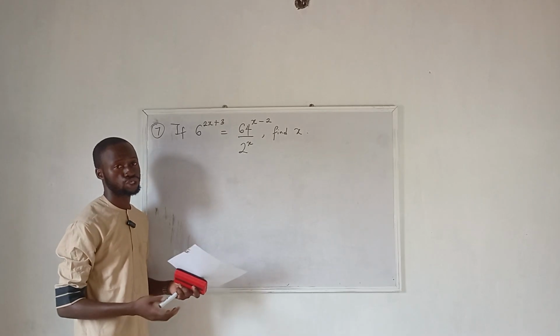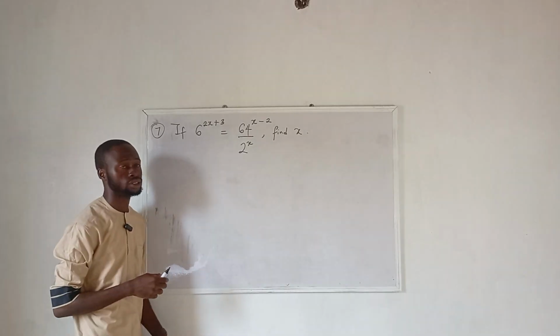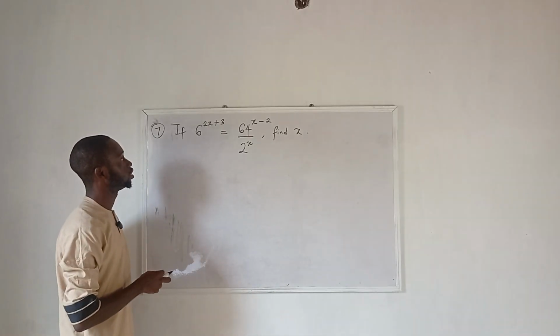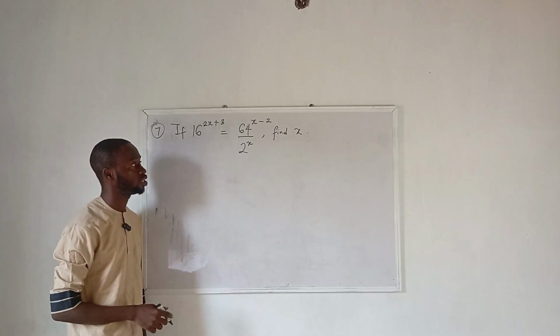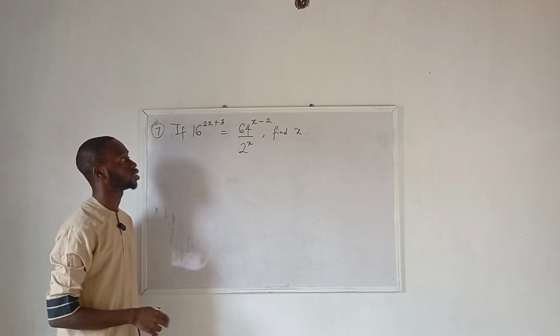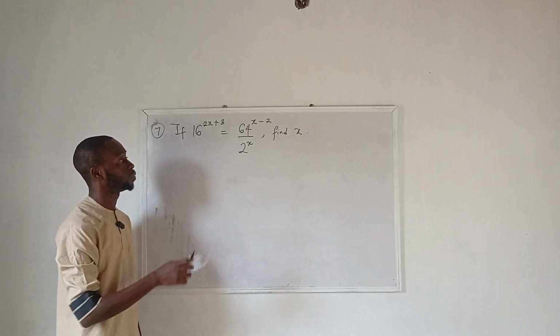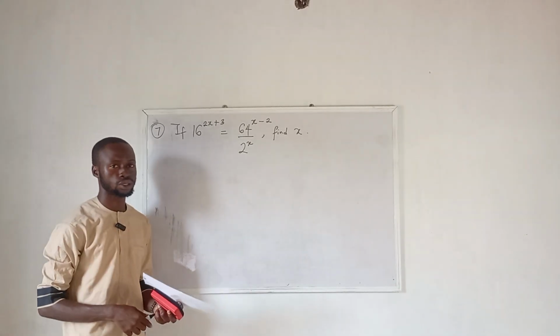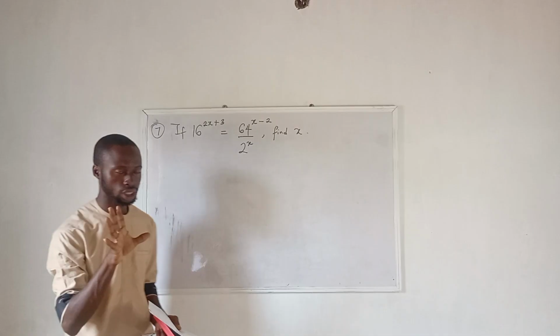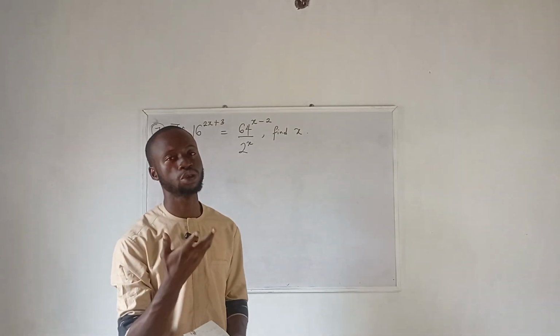We have an indices question for question 7. We are given that 16 raised to the power of 2x plus 3 is equal to 64 raised to the power x minus 2, over 2 raised to the power x. How do we solve this? Now, I want to give you a bit of a hint.